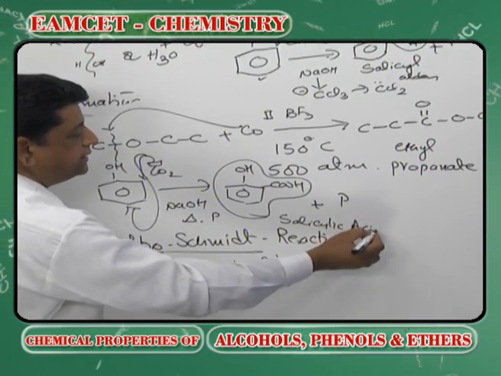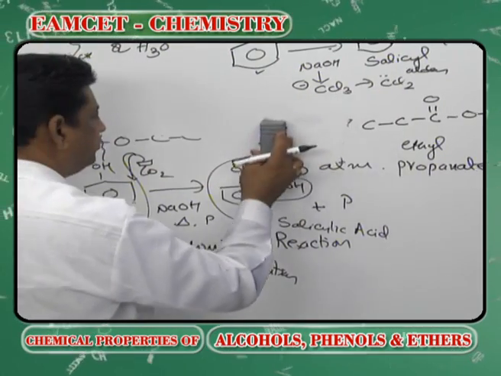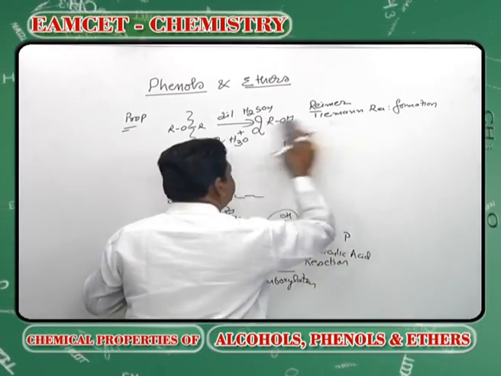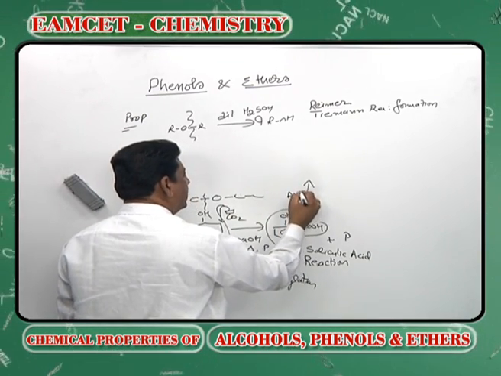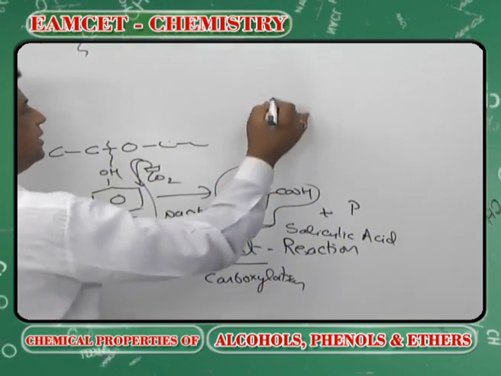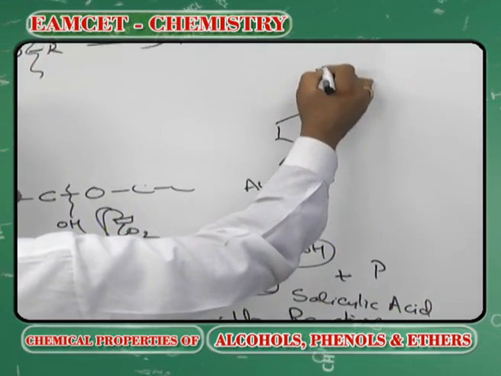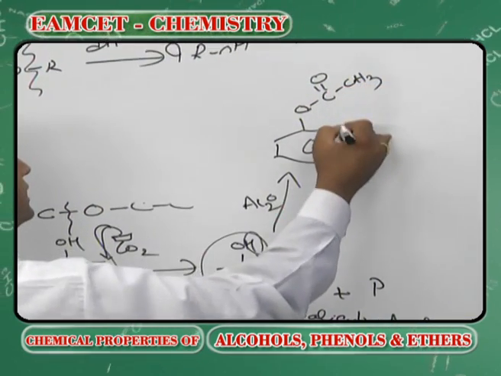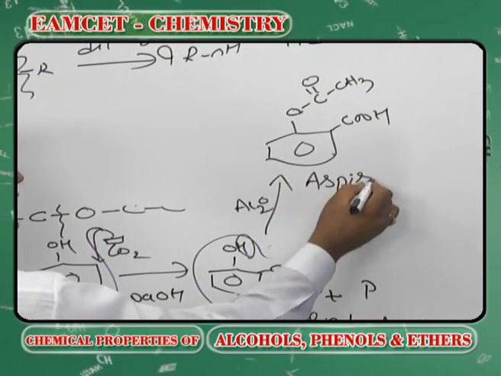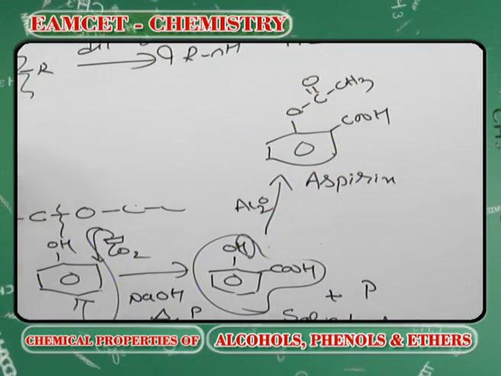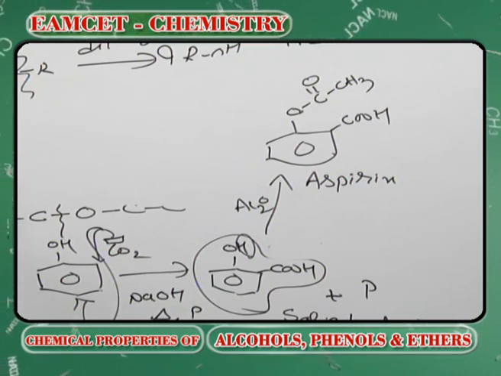Salicylic acid has one or two derivatives. For example, if this is treated with acetic anhydride or acetyl chloride, the H is replaced, and you will get the acetylated salicylic acid, salicylic acid containing an acetyl group. This is known as aspirin. Aspirin is a very good analgesic drug. We use it as a painkiller.